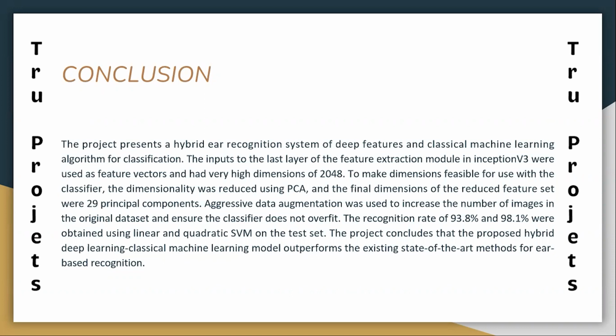And the recognition obtained using the linear and quadratic SVM gives an accuracy of more than 90% on the test data. The project concludes that the proposed hybrid deep learning and classical machine learning model outperforms the existing state-of-the-art methods for ear-based recognition.